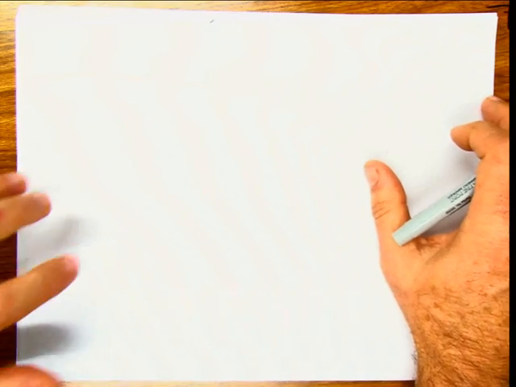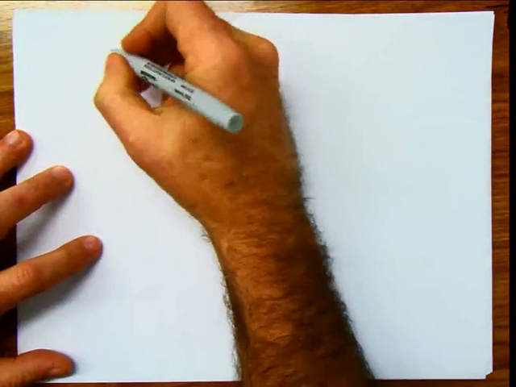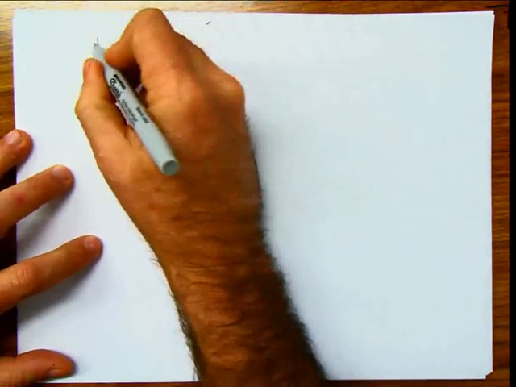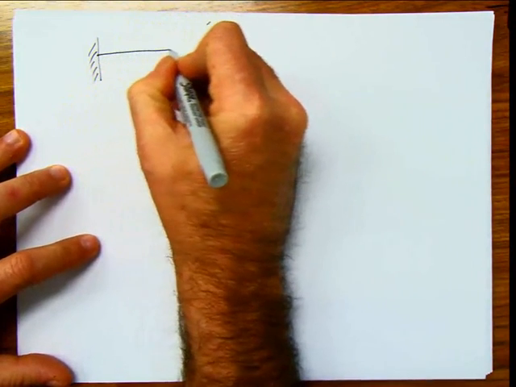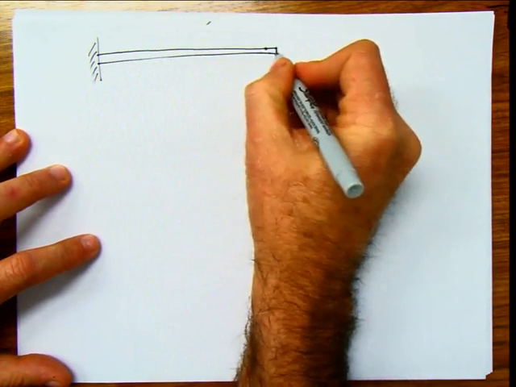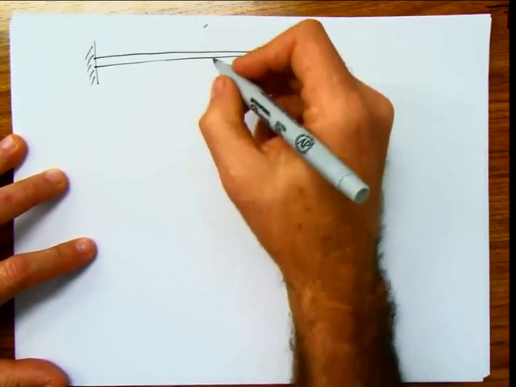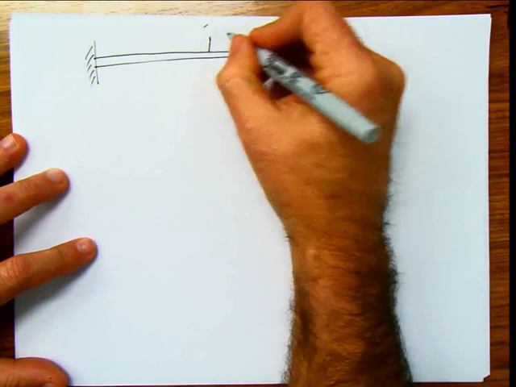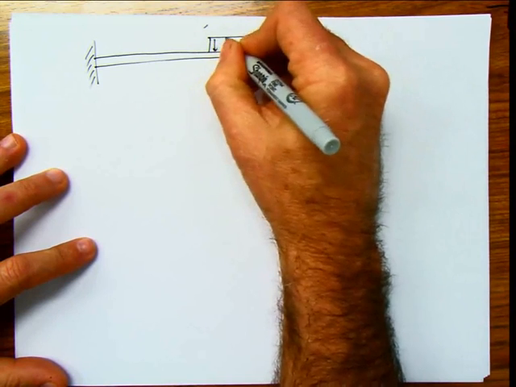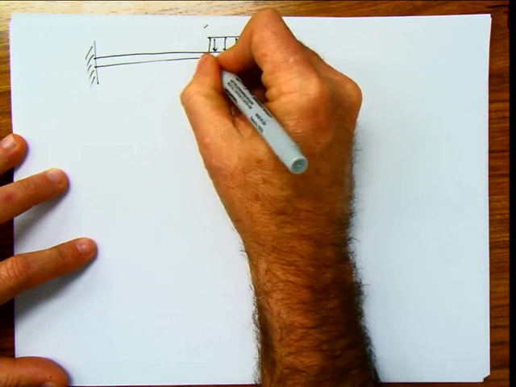Hello guys. Okay, today I'm going to solve an example of a beam once again. The beam is going to have a fixed support here and a roller on the tip. And also it will have a distributed load here, rectangular, and an internal hinge.